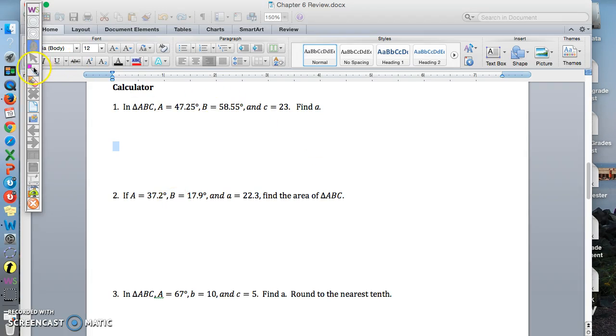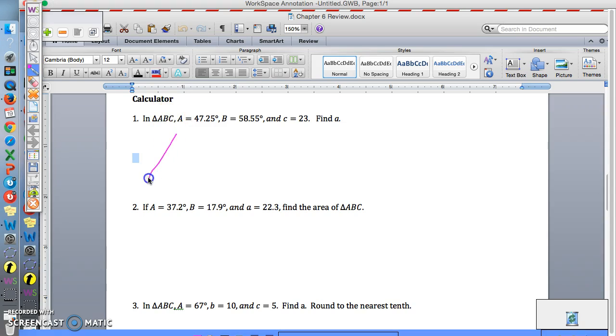So we're going to start taking a look at the calculator part. We need to draw some of these triangles. So we have A, B, and C. A is 47.25, B is 58.55, and little c is 23. So let's see, well, we could figure out this angle here. So if we do 180 minus 58.55 minus 47.25.